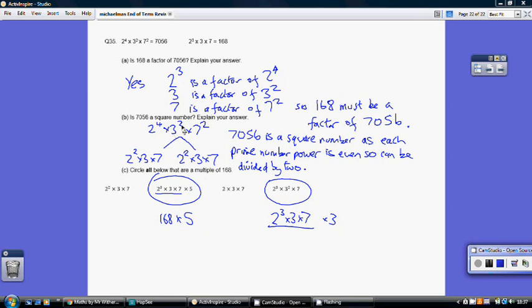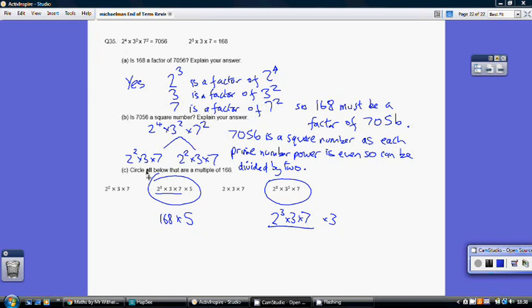We can break the 3 squared down into 3 and 3, and similarly we can halve the 7 squared down into 7 and 7. So this product of prime factors here times itself gives us this. So a number times itself gives you a square number, so therefore 7056 must be a square number. In short, if all of the powers are even, all of them, then it must be a square number.